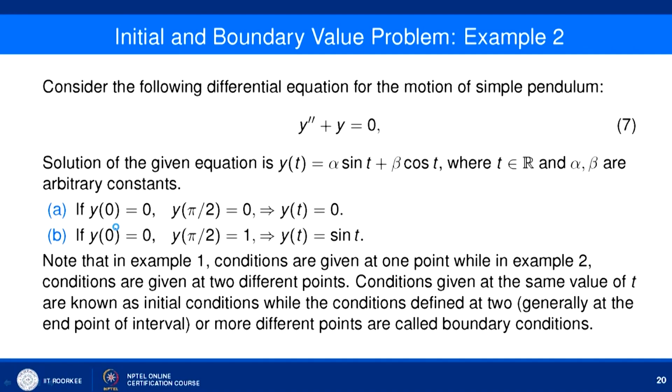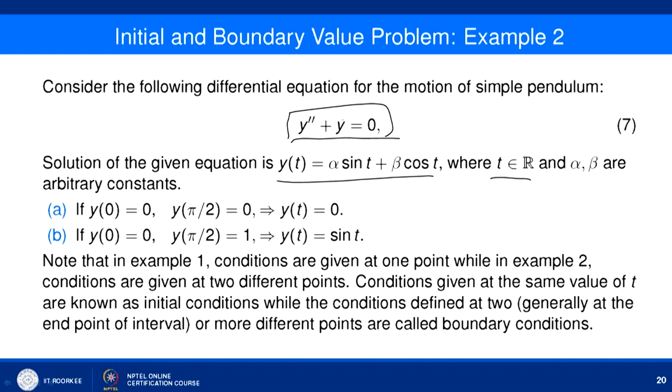The second example is this: consider the following differential equation for the motion of a simple pendulum, and we already know that this is a very famous example. Your equation is coming out to be y double dash plus y equal to 0, and we know that the solution is given as y(t) equal to alpha sin t plus beta cos t. Now here alpha and beta are arbitrary constants, and t is from R.